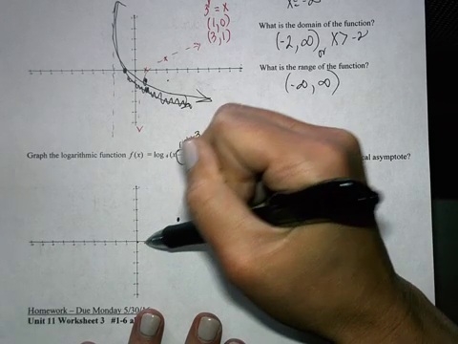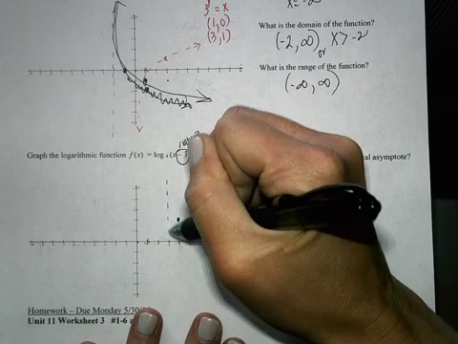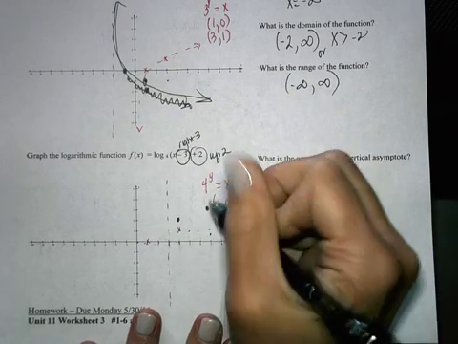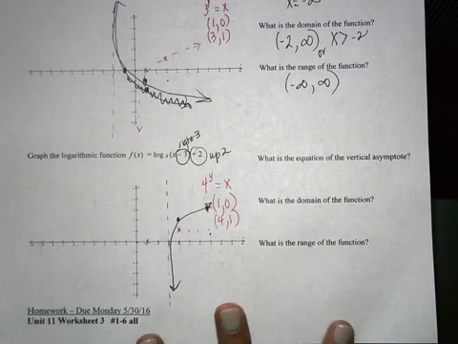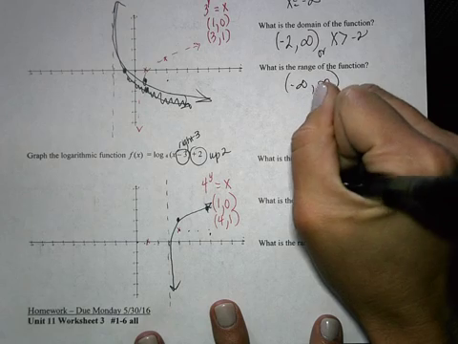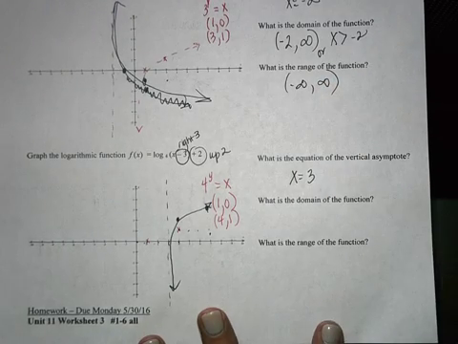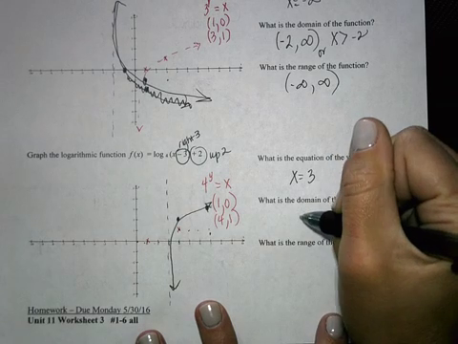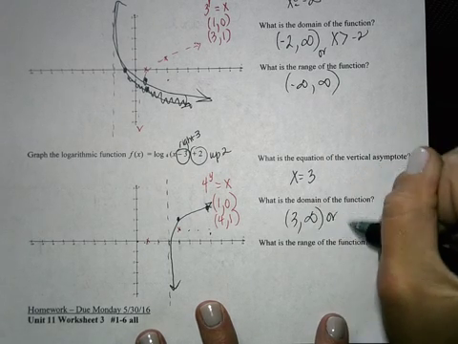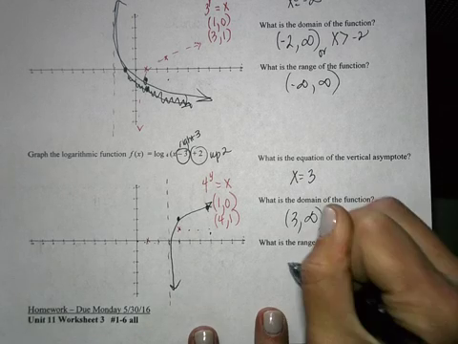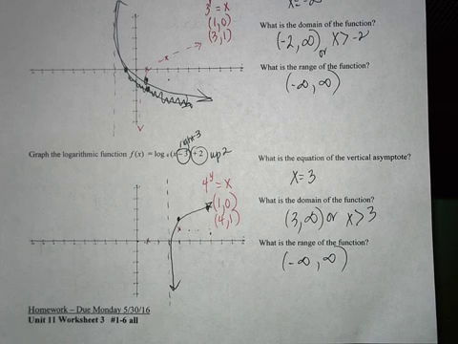Okay, and if my asymptote was originally at 0, I'm going right how many? 1, 2, oops, 1, 2, 3. So that means my asymptote is at 3. And then we draw our curve. So the equation of the asymptote is x equals 3. Make sure you do x equals. The domain will be, very good, 3 to positive infinity, or x is greater than 3, and the range will be, perfect, negative infinity to positive infinity. Okay, any questions?